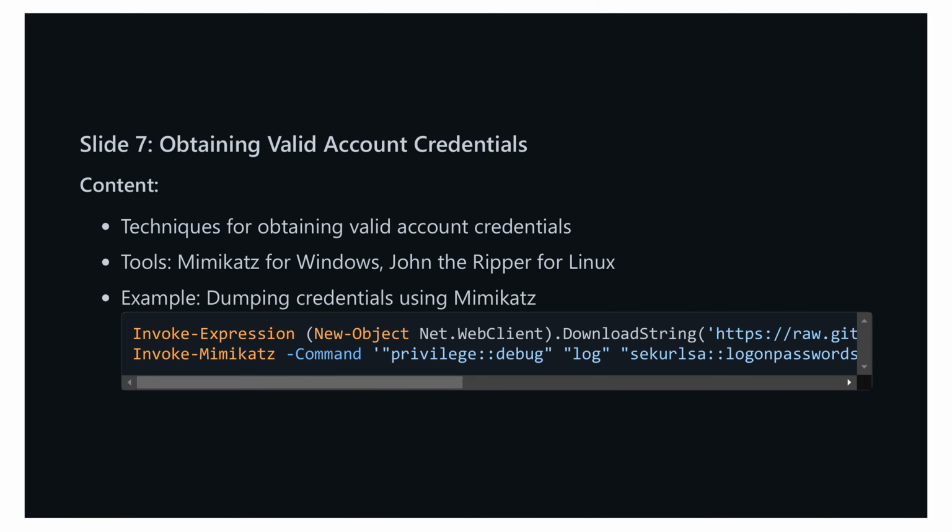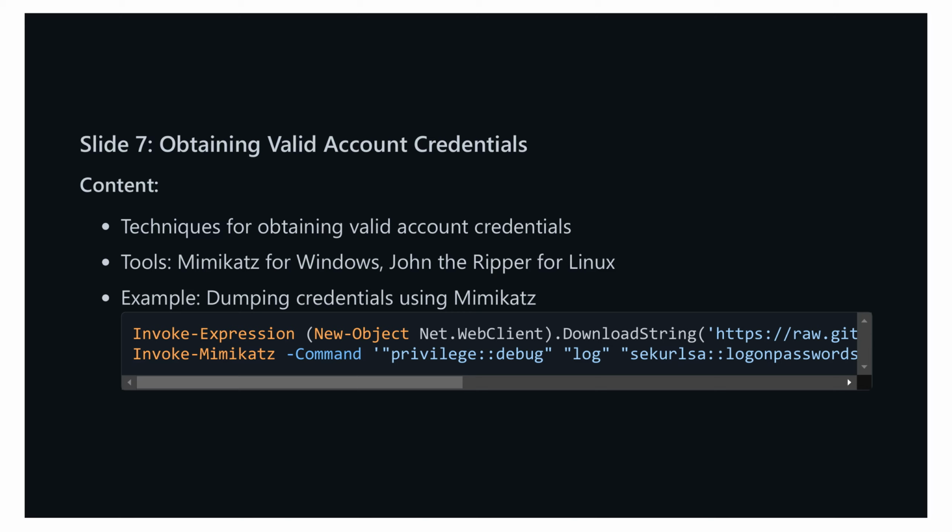Continuing from our previous discussion on how attackers can add new accounts to maintain access, let's now explore how they can obtain valid account credentials using various techniques. One widely used technique in the Windows environment involves employing the tool Mimikatz. Mimikatz is a powerful utility that can extract plain-text passwords, hashes, PIN codes, and Kerberos tickets from memory. Attackers often use this tool to dump credentials from a compromised system.